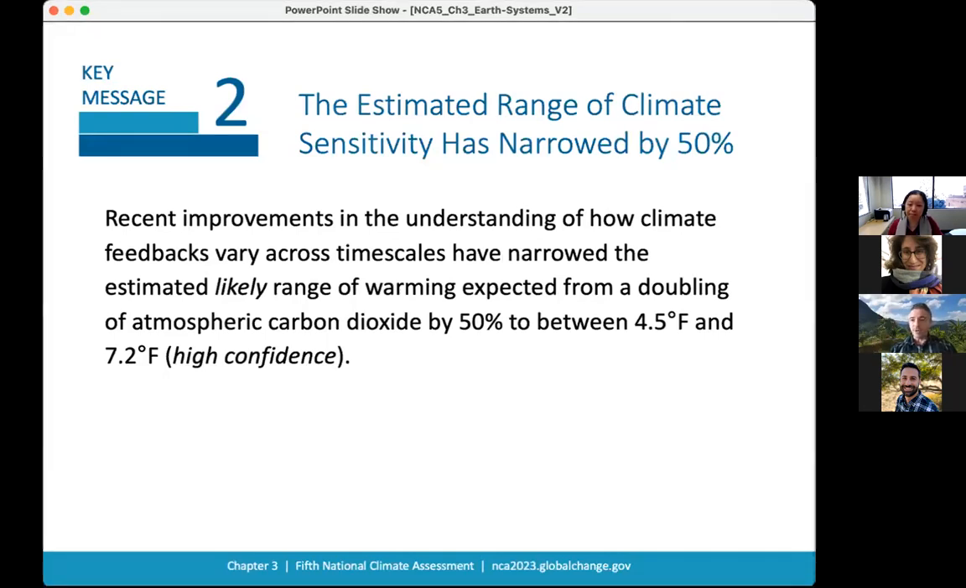Okay. So we have more confidence in how much warming we would expect given how much more greenhouse gases we would emit into the atmosphere. So you can see the key message there. So the estimated likely range of warming expected from a doubling of atmospheric carbon dioxide was reduced by 50% to between 4.5 degrees Fahrenheit and 7.2 degrees Fahrenheit. Next slide, please.